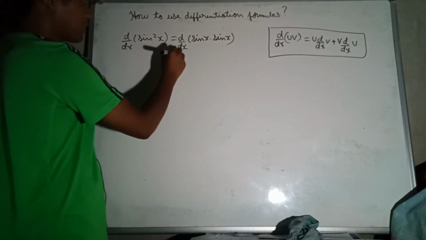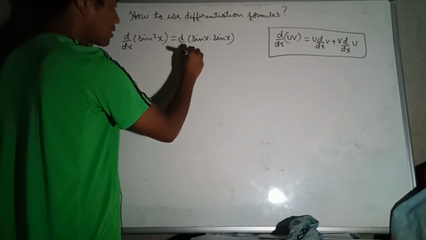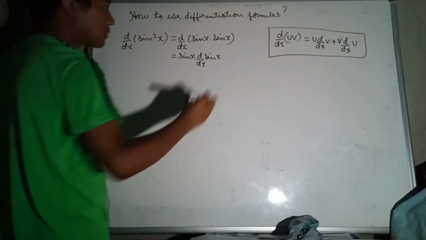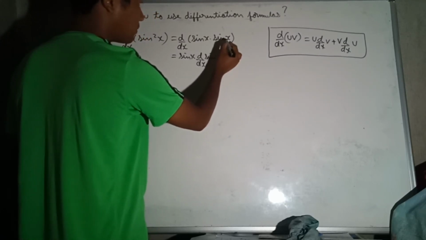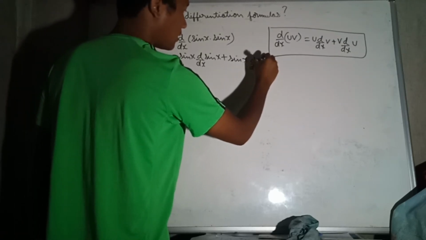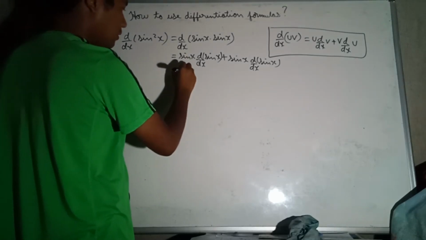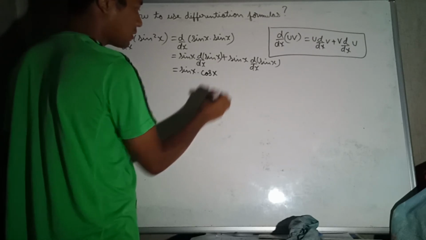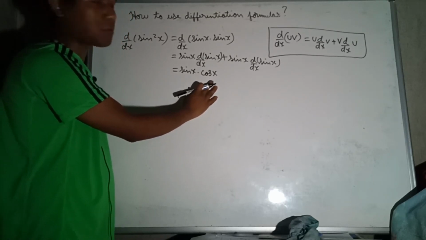So this is equal to u v, where u is sin x, d/dx of v is d/dx of sin x, plus v, which is sin x, into d/dx of u, which is d/dx of sin x. Sin x into d/dx of sin x is cos x. I've made a video on this formula, that d/dx of sin x is cos x, you can check it.